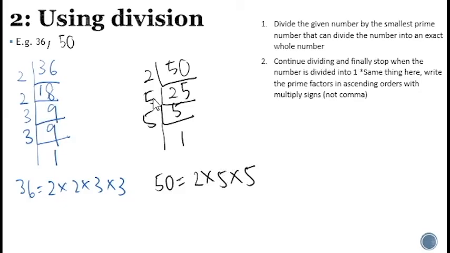Second way is using a division. Divide the given number by the smallest prime number that can divide the number into an exact whole number. Basically, it means divide by smallest prime factor. Continue dividing and finally stop when a number is divided into 1. Same thing here, write the prime factors in ascending order with multiply signs, not comma.